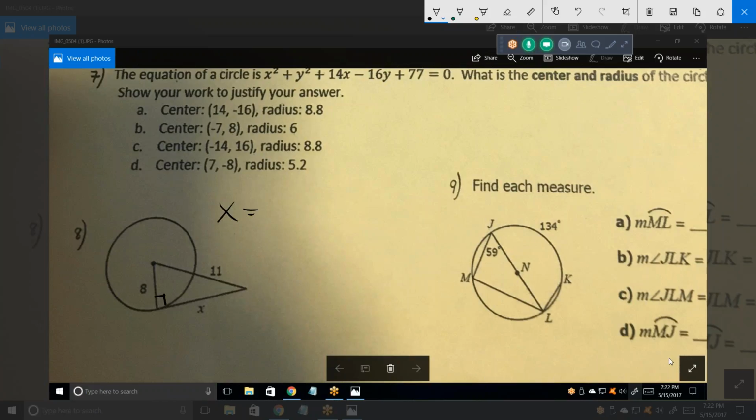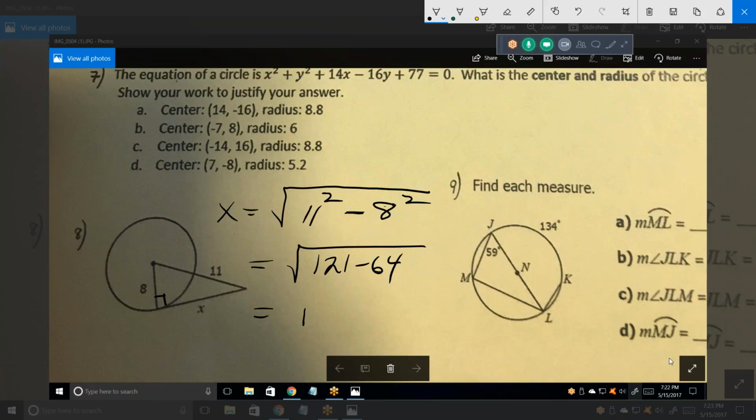Yeah, it's your shortcut. It always begins with square root of. And since I'm solving for the short side, there's subtraction going on. So, hypotenuse squared minus the other short side squared. That's the quick way of doing it, which is 121 minus 64, which is the square root of 57. That's what X is, square root of 57.